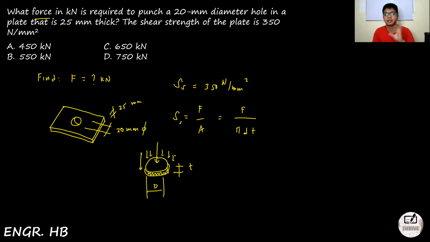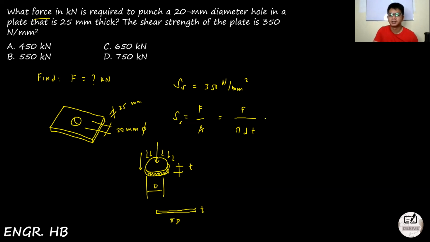So syempre hinahanap yung area. So ang area niyan is yung thickness. Bakit? Kasi yung bilog, we all know that the circumference kapag nilatag mo ay ganyan, so it is your pi d. So kung rectangular magiging shape nito kapag nilatag mo yung bilog, so syempre yung width mo should be your thickness, no? So yan, ang area niyan is pi dt.